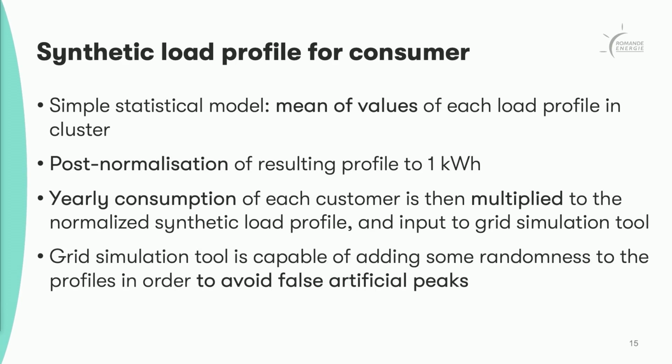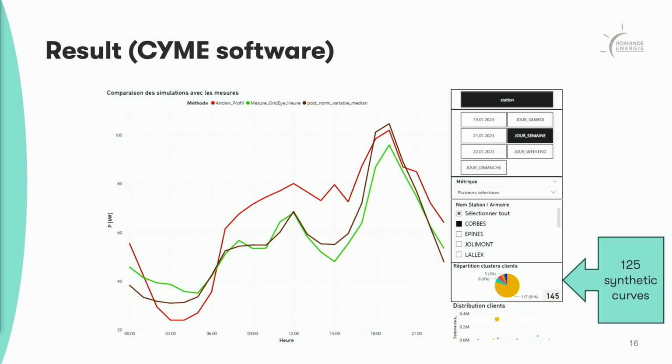And then when we are doing our simulation, we also add some kind of randomness, because otherwise clients in the same cluster will have a peak at the same moment, because it comes from only one curve, and therefore we'll have some artificial peaks which are not useful for us. So this is the kind of result we obtain.